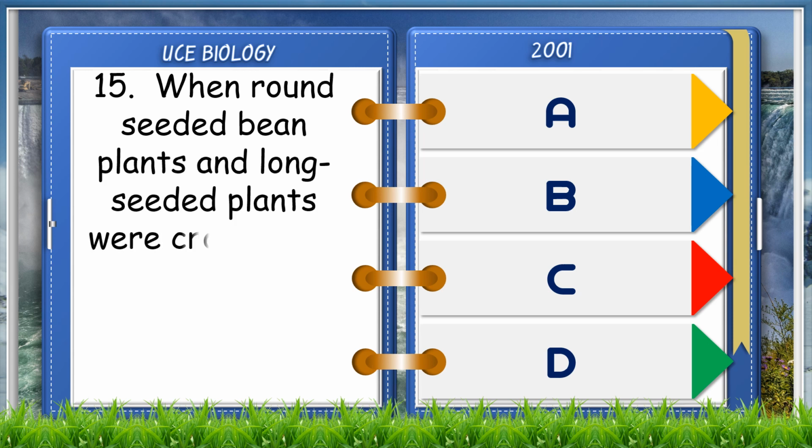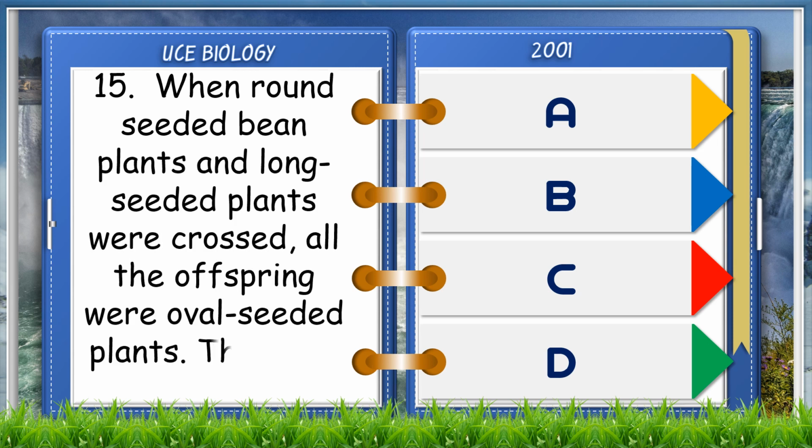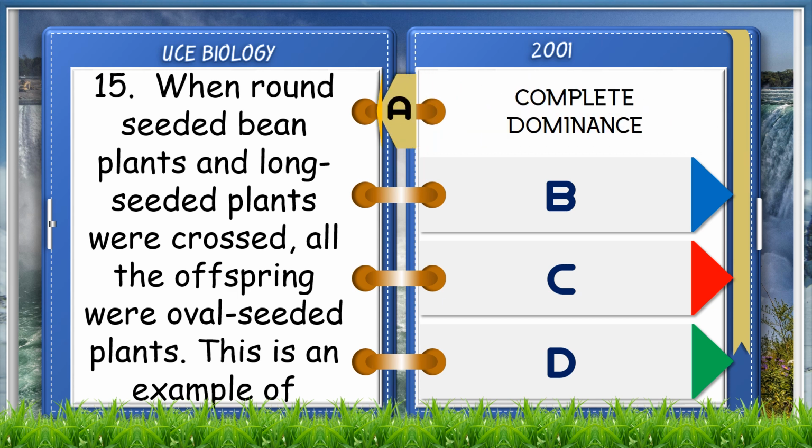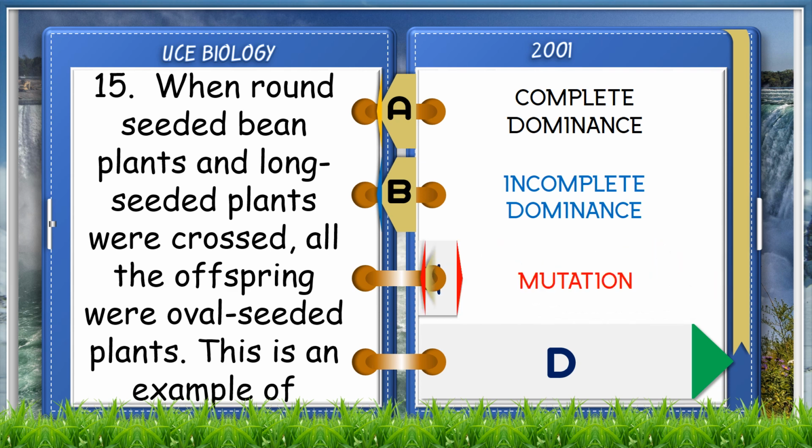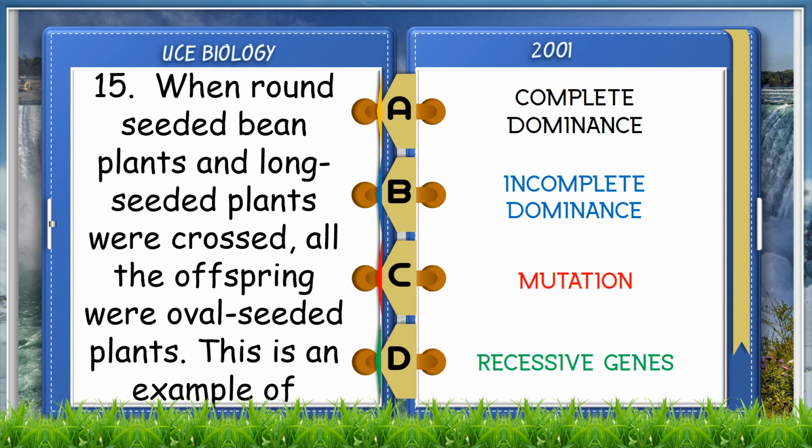When round-seeded bean plants and long-seeded plants were crossed, all the offspring were oval-seeded plants. This is an example of A. Complete dominance. B. Incomplete dominance. C. Mutation. D. Recessive genes. The answer is B. Incomplete dominance.